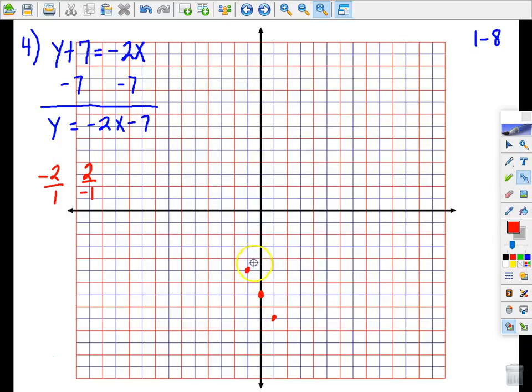And so I've got my 3 points. And so here is my line. Okay, so sometimes it is necessary to do a step or maybe two to get it in one of the 2 forms, either slope-intercept or standard.